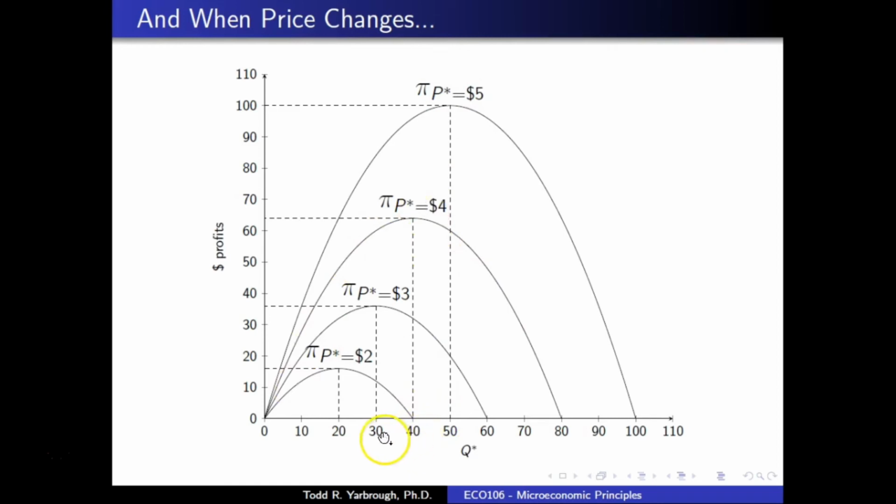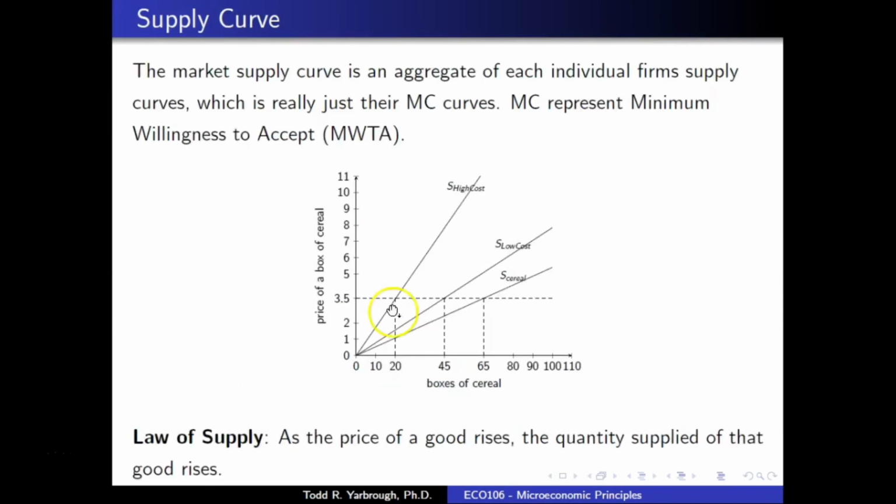So I notice that at a price of 3, my profit maximizing quantity is 30, and at a price of 2, my profit maximizing quantity is 20. And in fact, what I've just described is the behavior of the supply curve. As the price of the product falls, the willingness of the producer to supply to that market will also fall. Here's your supply curve. All right, here's your market supply curve. Okay, going back to the cereal example that we used to describe the demand curve previously.